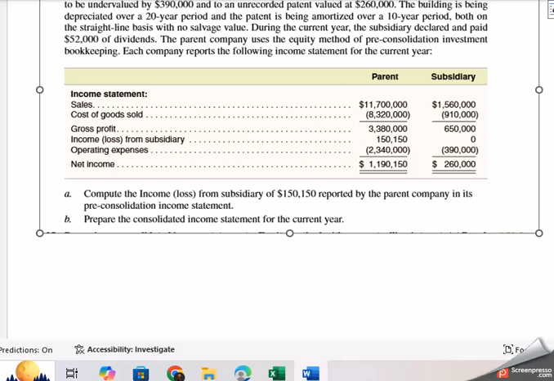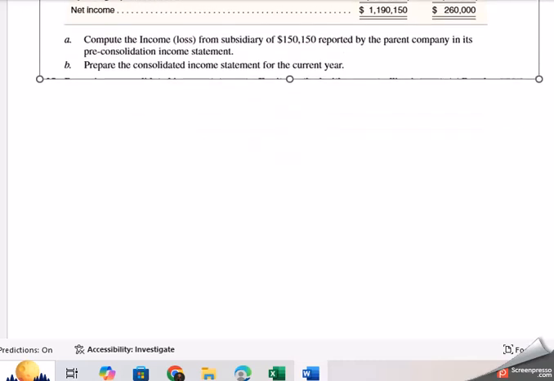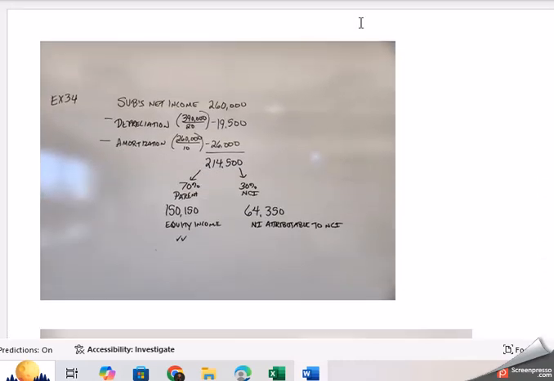Then they're asking us to compute the income and loss from the subsidiary to tie it out to that $150,150 that we see on the parent's books. So we start with the sub's net income. We subtract the depreciation and the amortization of those acquisition accounting premiums, and then we split it. 70% goes to the parent, 30% to the NCI.